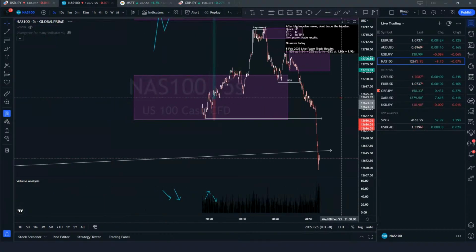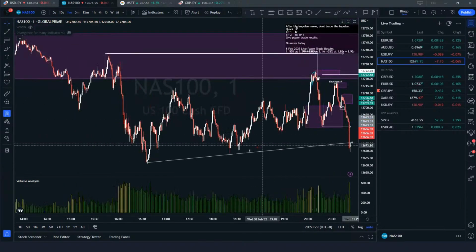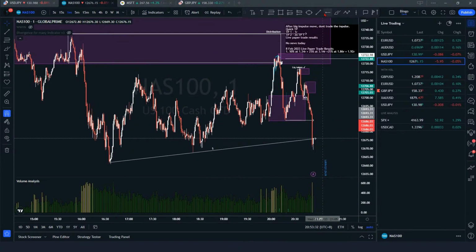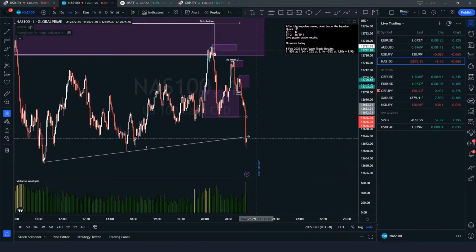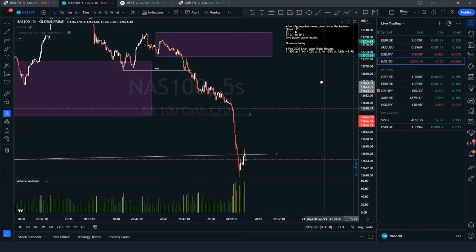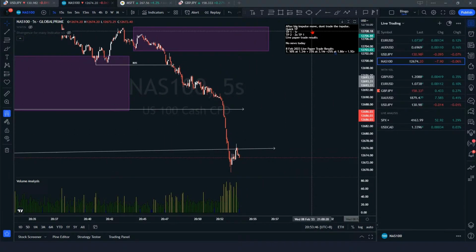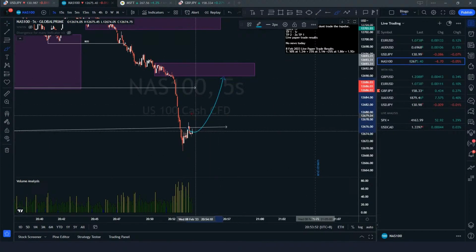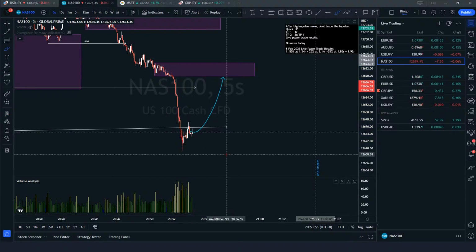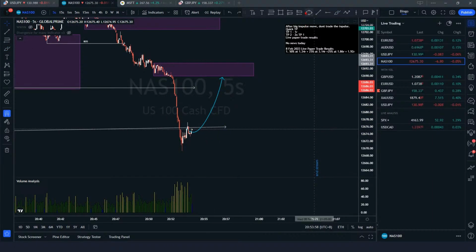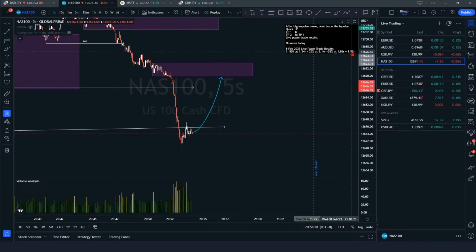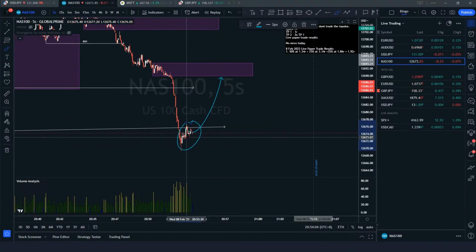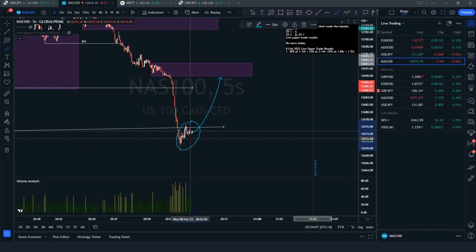Okay, let's update the analysis for now. Okay, at the start of the stream, I mentioned that this area will be targeted, and price has reached the final target for this evening. We have this down move. So I'm expecting a retracement back up because of this strong impulse. So from here, two things can happen.